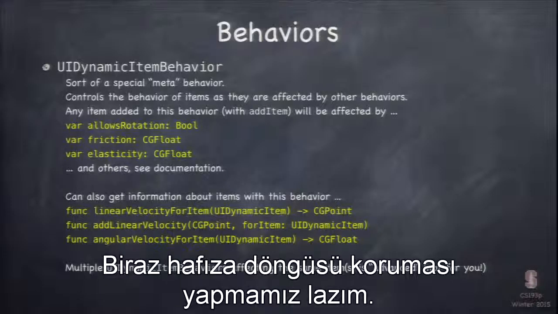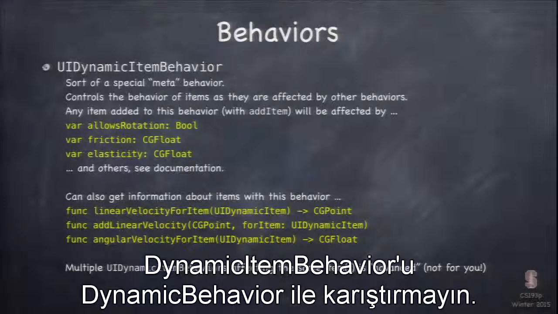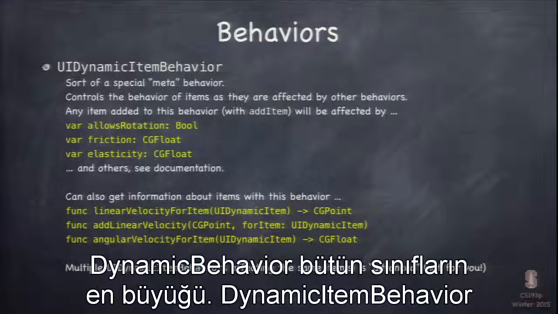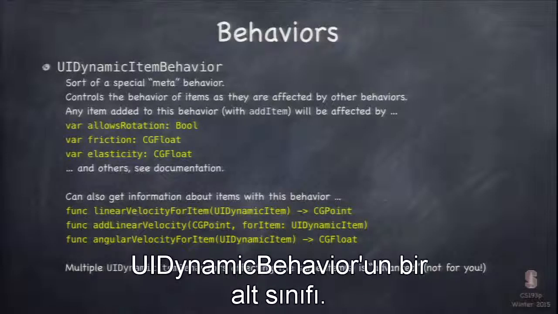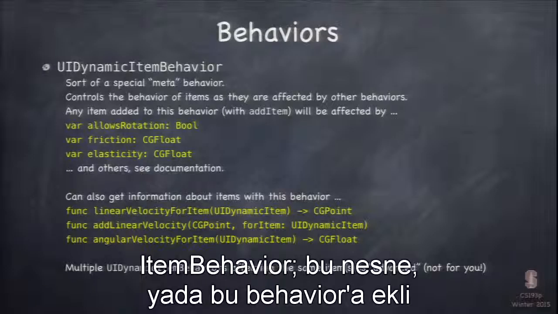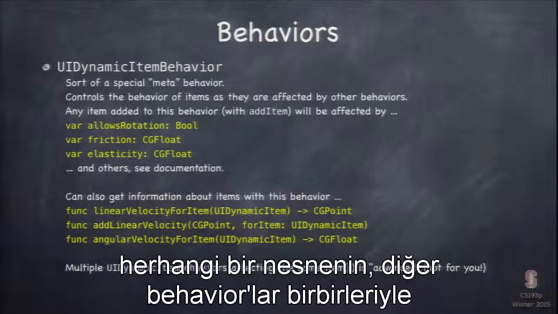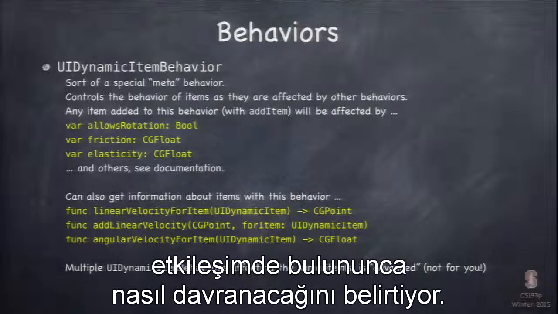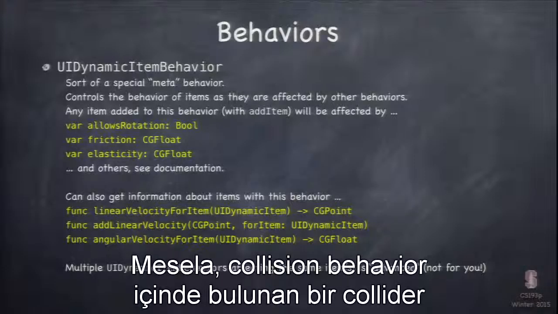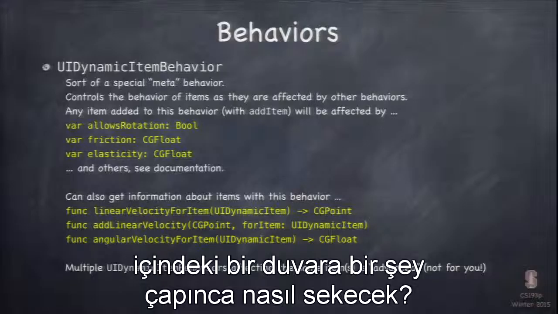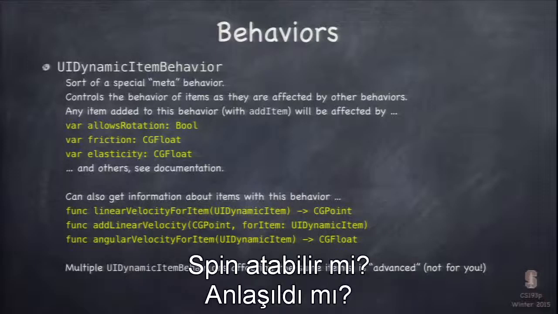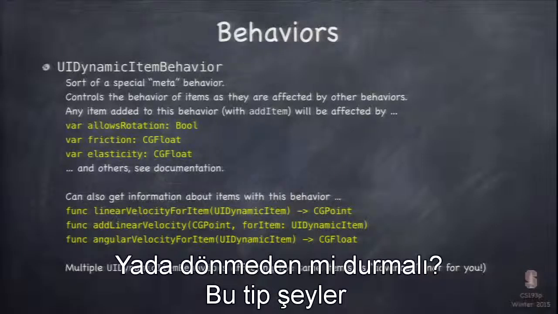Now there's a special kind of behavior called a dynamic item behavior. Don't be confused about dynamic behavior, which is the superclass of all behaviors, and dynamic item behavior, which is a subclass of UI dynamic behavior. Item behavior says, how does this item, or any of the items added to this behavior, behave when other behaviors make them interact? So this is when something smashes into a wall in a collider, in a collision behavior, how springy is it? Can it spin? Okay? Or does it have to stay unrotated? Those kinds of things are all specified by this UI dynamic item behavior.